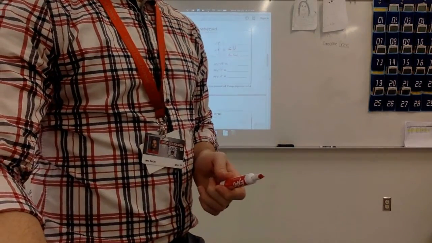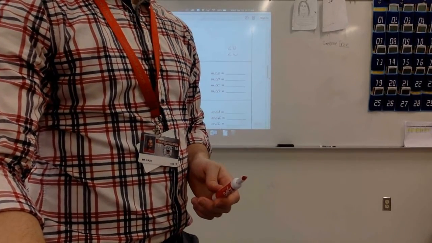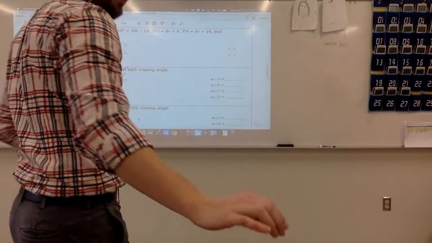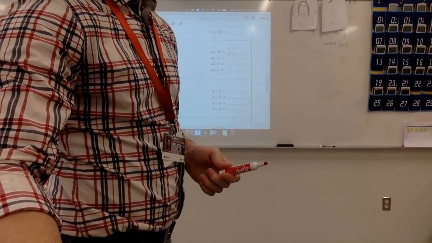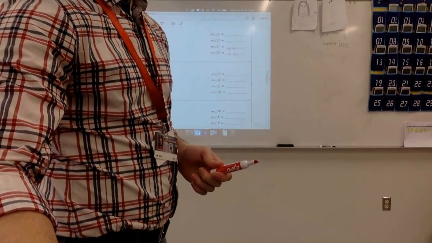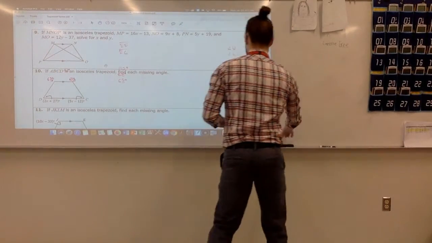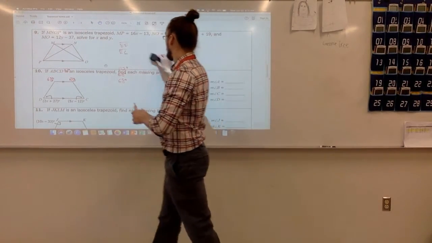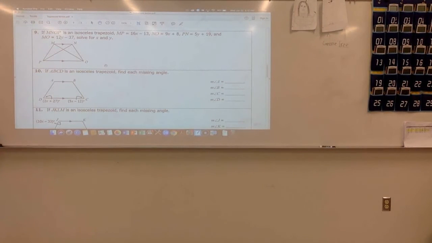All right, let's flip over to the back then. Okay, and on the back, I believe all of these we're assuming it's an isosceles trapezoid, and we're just setting up equations to solve for missing pieces. So we're not going to do all these, but we'll do a couple of them.